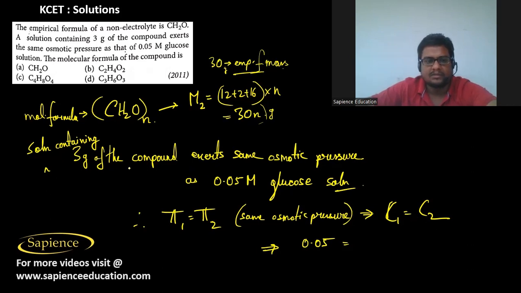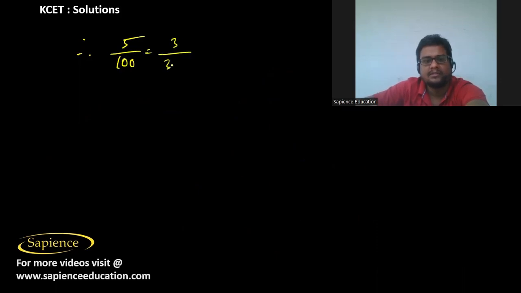So the molar concentration of the compound is 3 gram divided by 30n gram into, let's say we take 1 liter as the volume of the compound. So then from here we have to find out n. Therefore 0.05 means 5 by 100, that is equal to 3 by 30n. So 50n equals 100, therefore n equals 2.